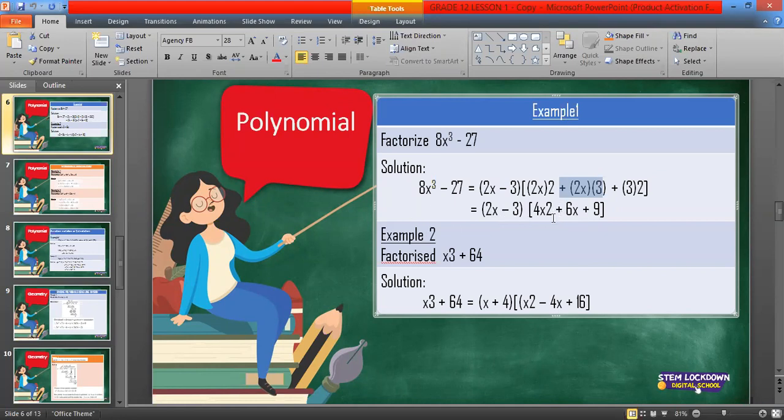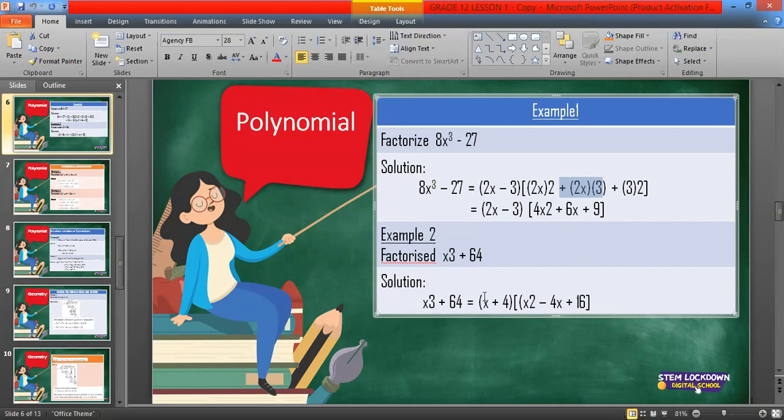Okay. That's example 1. So let's see another one. For example, let's factorize x cubed plus 64. So what do you do? You open two brackets, the small and the big one. So you find the cube root of x cubed, which is x, and the cube root of 64, which is 4.